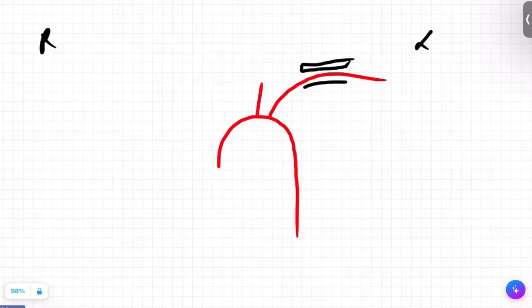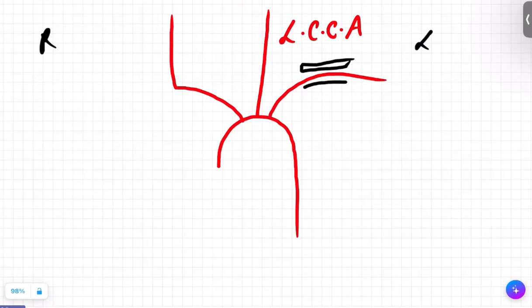Then you will have your left common carotid artery. I am not teaching you the neck, otherwise I would tell you about the carotid triangle and the carotid sheath. On the right side, you have the brachiocephalic. See, brachio means arm, cephalic means brain. So this has two parts. It will divide into one part which will supply the brain, that is the carotid part, and the part which will supply your arm, that is your subclavian.